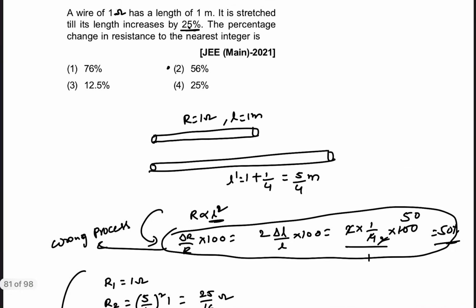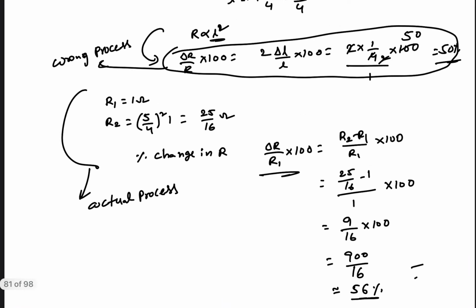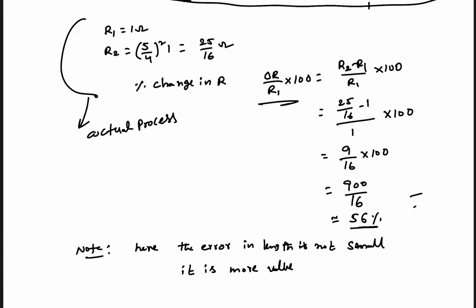This is whatever term I have taken, this is the wrong process. Why have I taken this question now? The reason is this: you can see whatever length increase is there, that is not small. If you want to write here, note that the error in length is not small. It is not less than 10 percent. It is a larger value, like 25 percent.